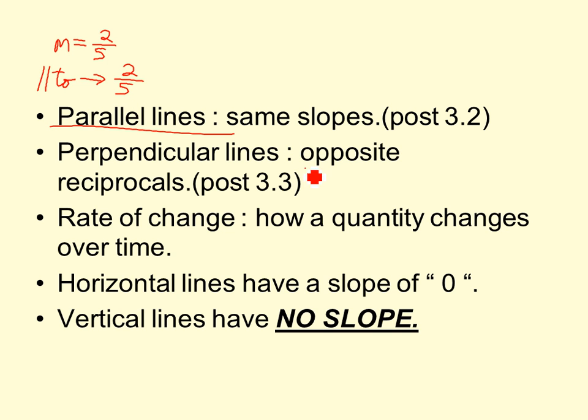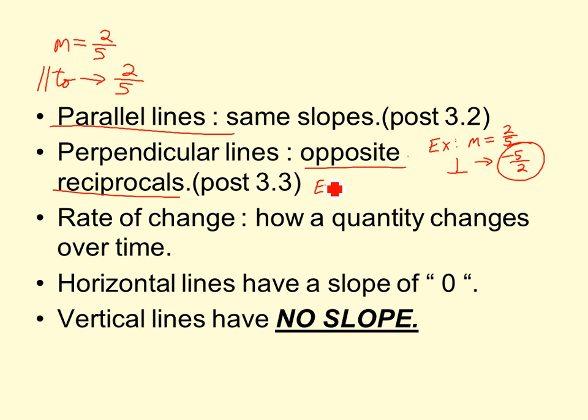Perpendicular lines are opposite reciprocals of each other. Opposite means you change the sign. Reciprocal means that you flip the fraction over. And we'll do a couple of examples here. If we take that same one that we had up top there, 2/5. Well, if I want something that's perpendicular to that, you flip it over. So you make it 5/2. And then you want the opposite. It was positive, so we're going to make it a negative.